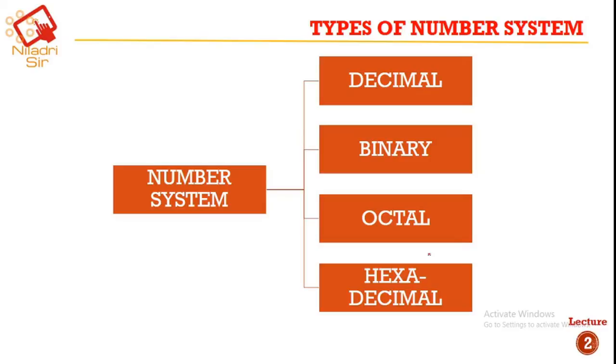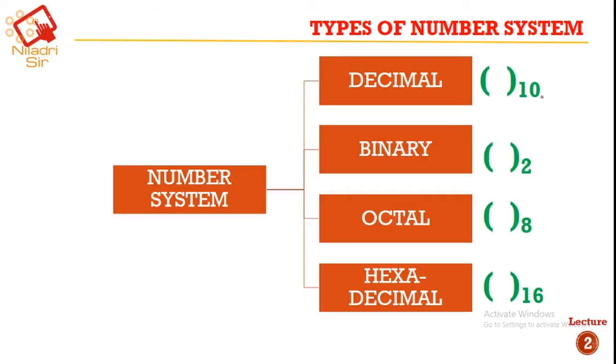Okay, so these are the four parts. We have four types of number system. One is the decimal number system. The second one is the binary number system. The third one is the octal number system, and the fourth one is the hexadecimal number system. So the base of decimal is 10, the base of binary is 2, the base of octal is 8, and the base of hexadecimal is 16.